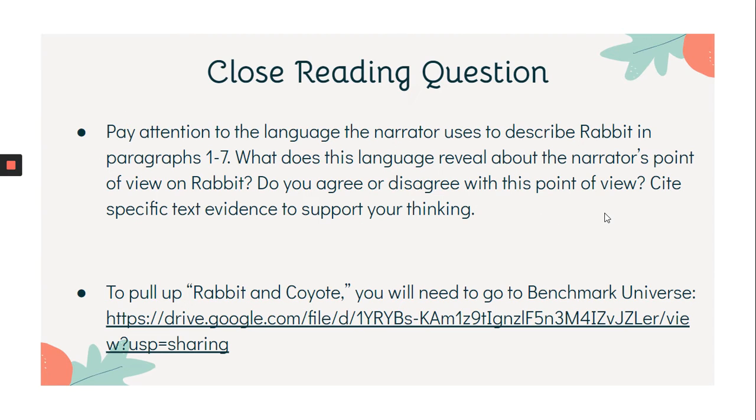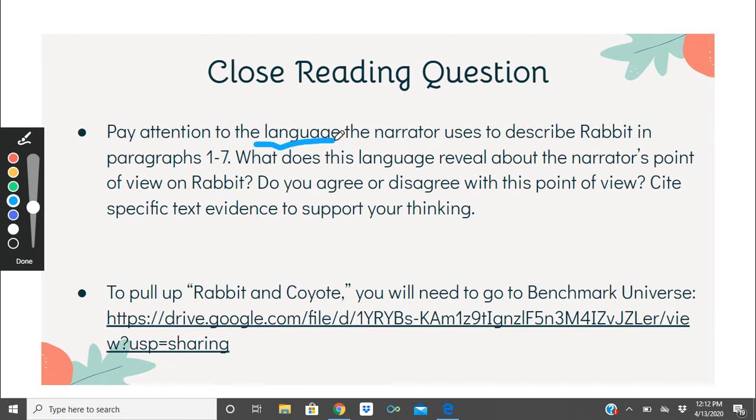So, kind of beginning with the end in mind, using Habit 2 before we begin this assignment. It says, pay attention to the language the narrator uses to describe Rabbit in paragraphs 1 through 7. So right here, I can see that I'm going to look at the language the narrator is using to describe Rabbit in paragraphs 1 through 7. So I'm looking only at really that first couple pages in our story.